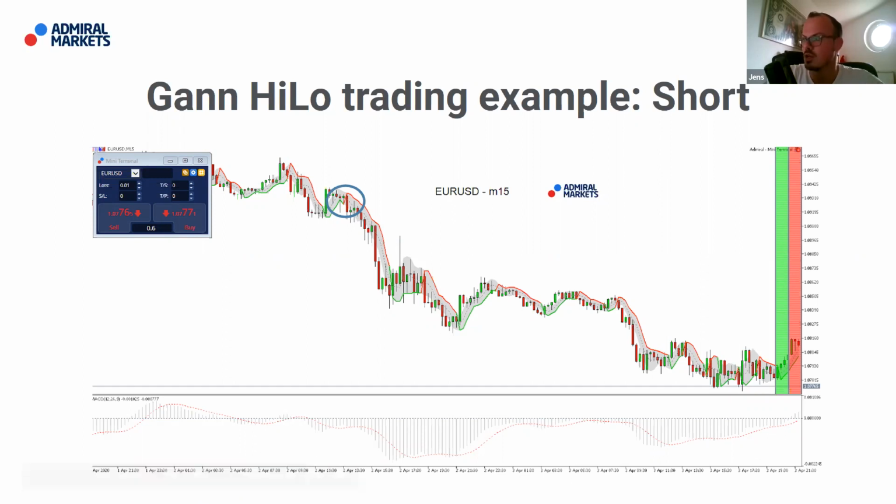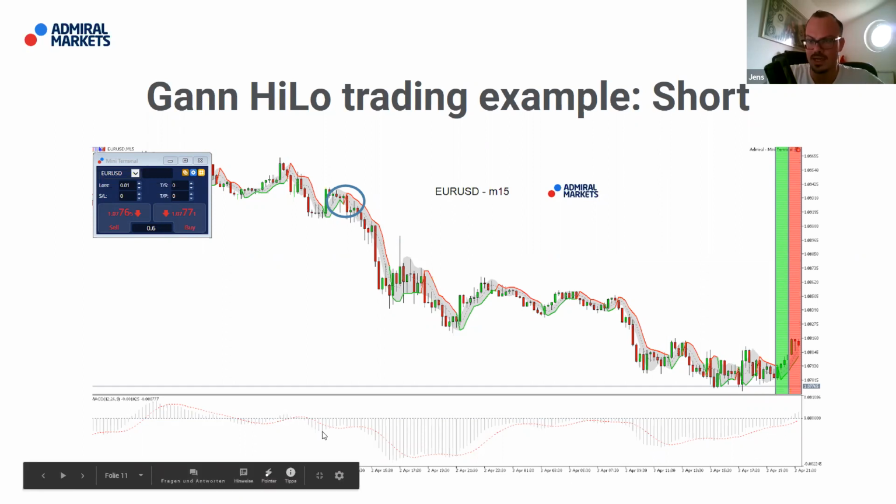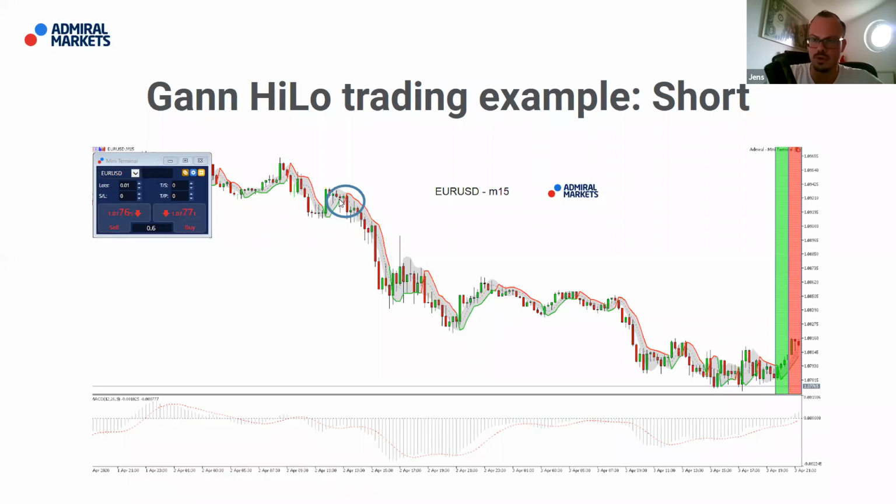But that changed with the histogram then turning negative, the market reversing, and then crossing back below the Gann Hi Lo activator. So here the signal is generated, the short signal, with the stop being placed at the last relative high, which is here. So this is where we place our stop.